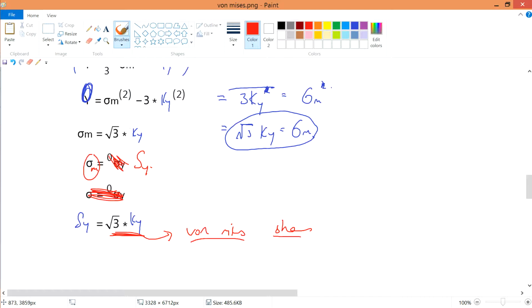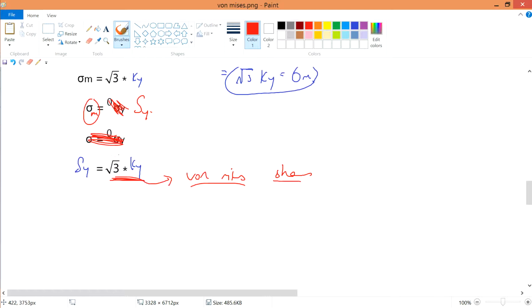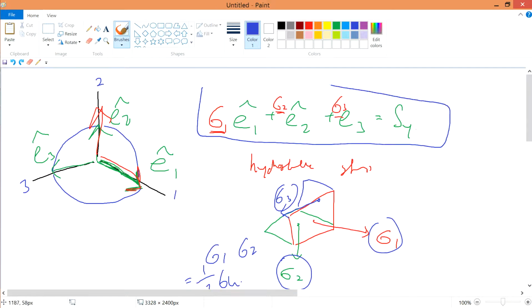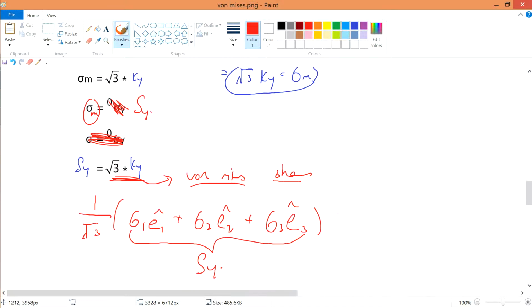Alright, this is your Von Mises shear. To be more exact, if you want to see something, 1 divided by square root 3 times your U strength, you can write it as your sigma 1. Remember this equation is your Sy. In the previous video, we actually talked about it. This thing over here is our Sy, and therefore is your Ky.